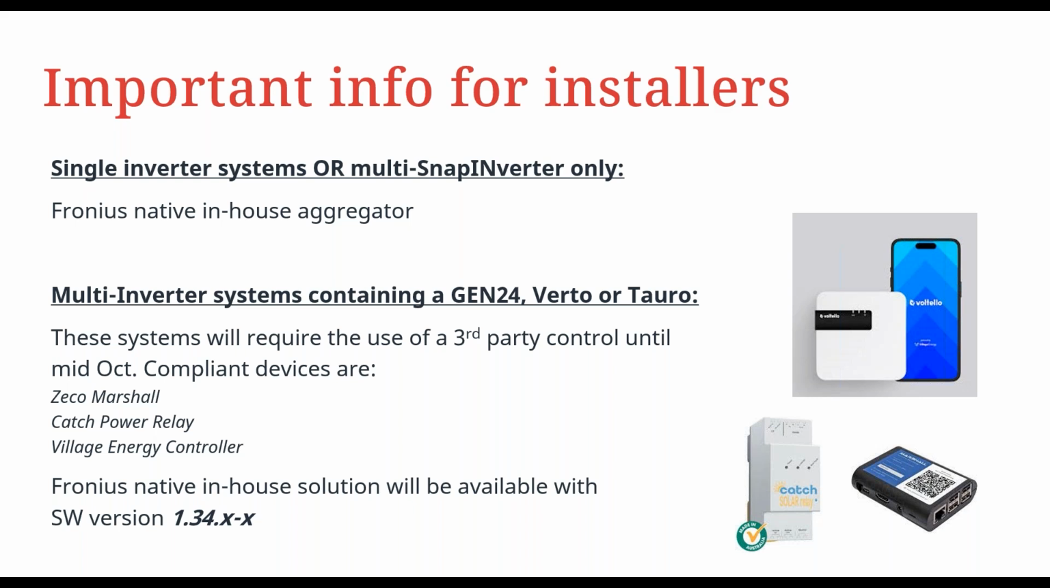At the moment, due to some delays in the software, if you're doing a multi-inverter site with a Gen 24, Verto or Tauro, these will require a third-party device until about mid-October. That is any of these 3 devices here: Zico Marshall, Catch Relay, or the Village Controller. The in-house solution will be coming with the 1.34 software, which is due in mid-October.